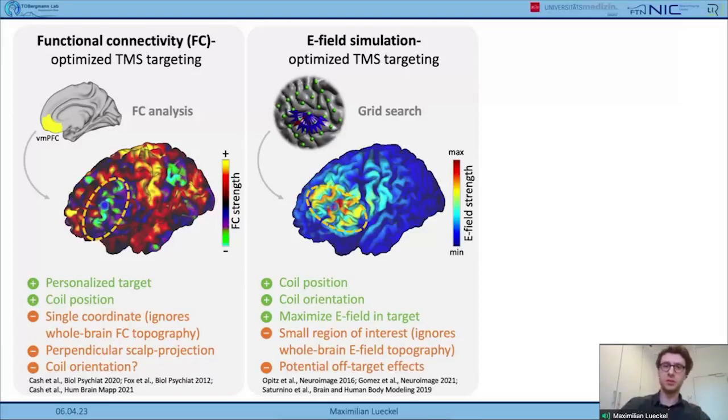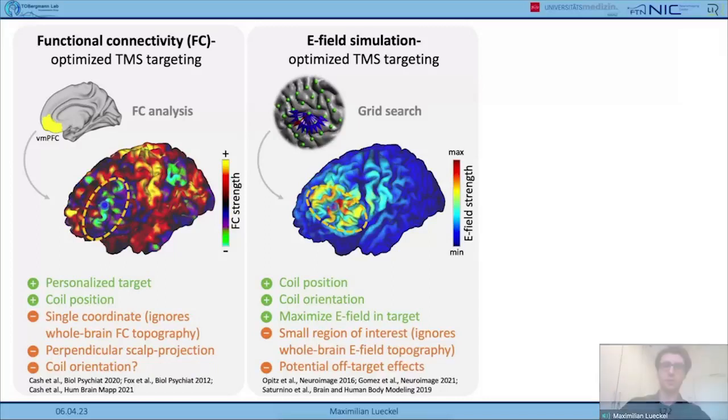And this can then result in a situation, as shown here on the slides, where if you really consider the whole connectivity map on the left, you have this relatively large cluster of negative functional connectivity that you would like to stimulate, and that is oriented as indicated by this dashed orange outline. And on the other hand, you have this induced E-field that results from the seemingly optimized coil position and orientation, and that is oriented quite differently. And this, of course, can lead to unwanted off-target effects where, for example, areas that you would rather not like to stimulate also experience high E-field strength.